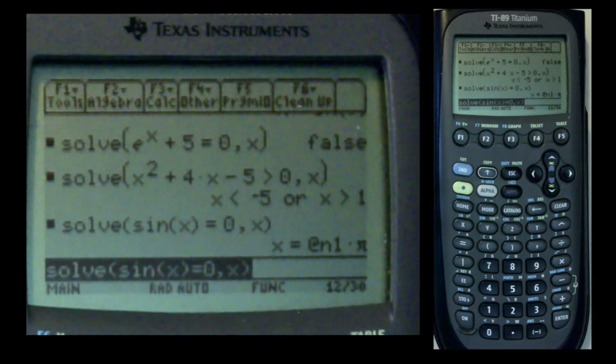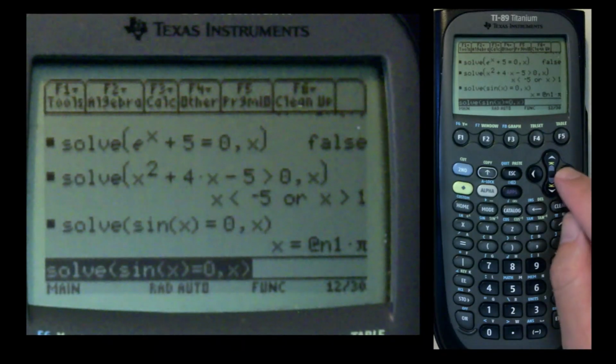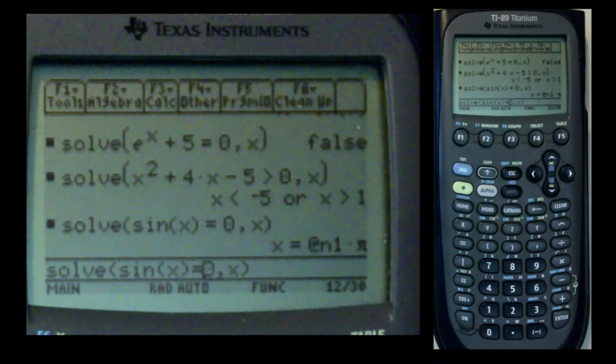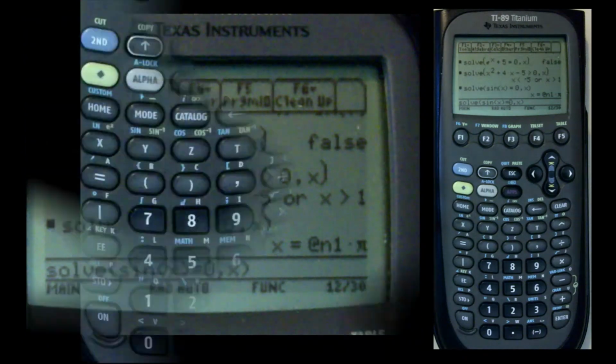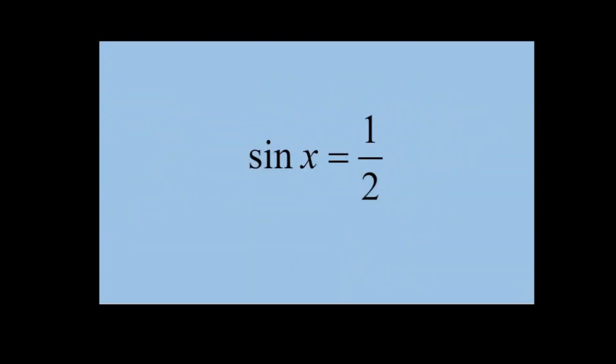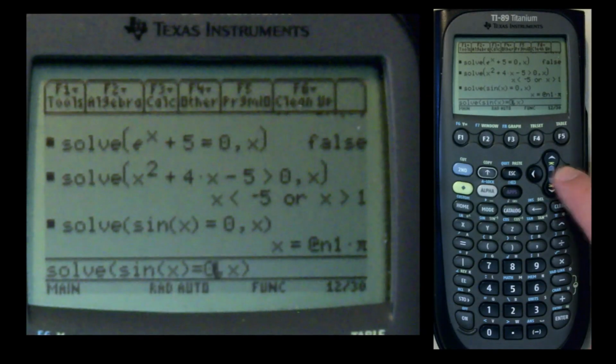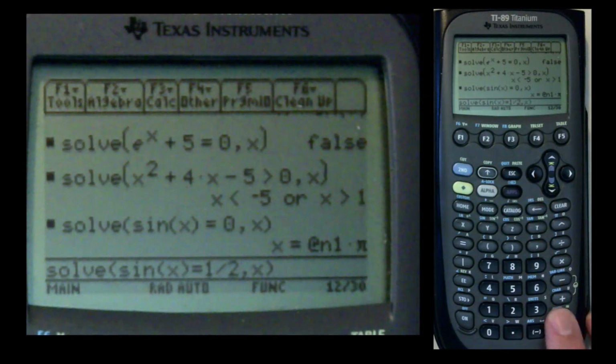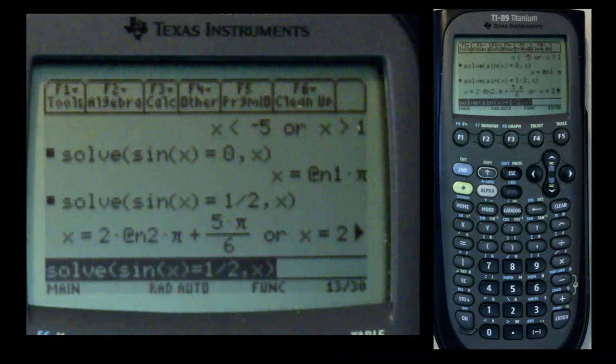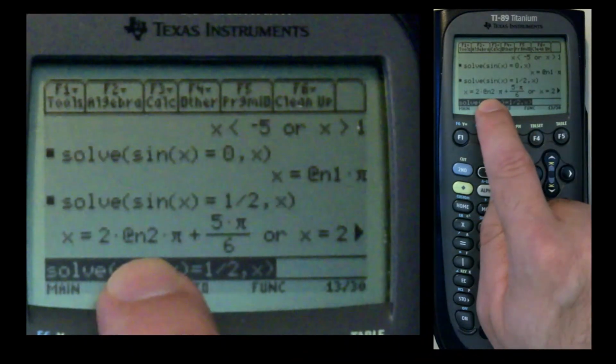The at's a little weird though, so try to remember what that means. If you see that come up, just remember that that means that there are multiple answers here. With trig, you should know that anyway. But I will show you a way to kind of make it a little bit better. Let's take a look at this equation. We'll do sine of x equals 1/2. If I do that on the calculator just as is, you can see that I still get that at in there.